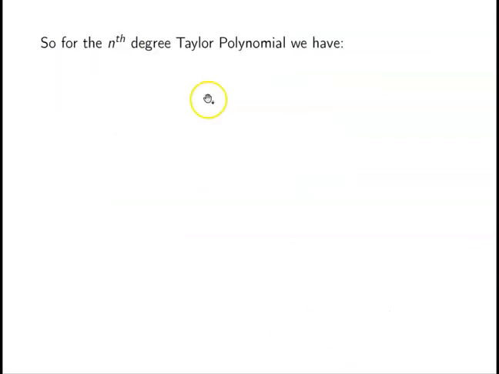Okay. So for the nth degree Taylor polynomial, we have the following. I'm going to use the subscript i here. A lot of times we would use k, but we're used to i, so we're going to use i. And we'll stop at n because we're going to take the nth degree polynomial. So the notation is still the same. It's just i's instead of n's.